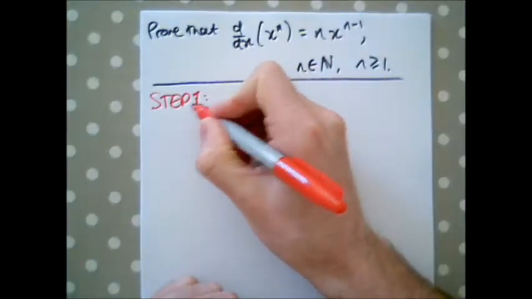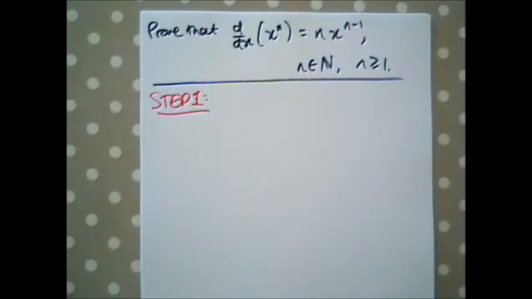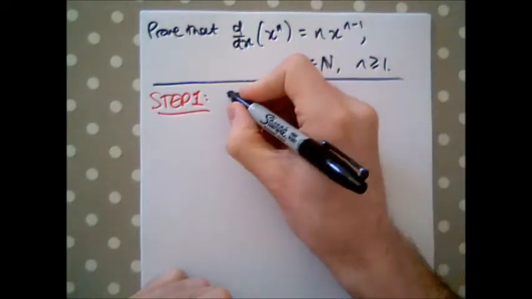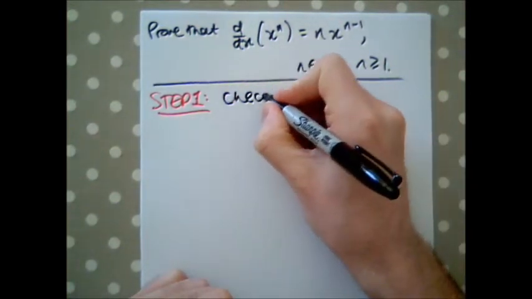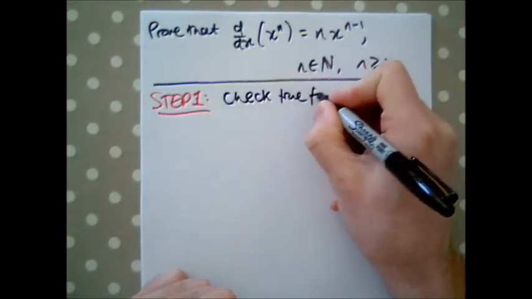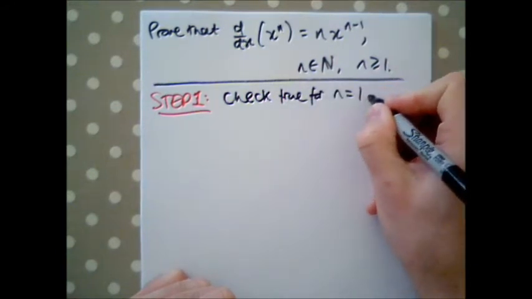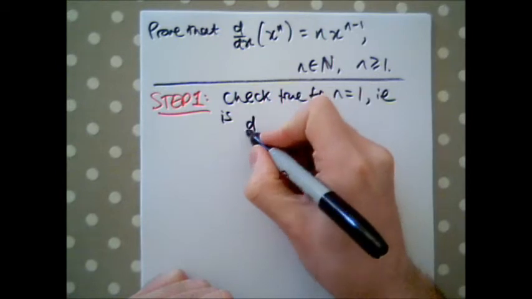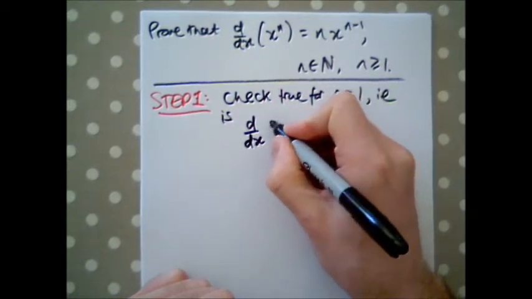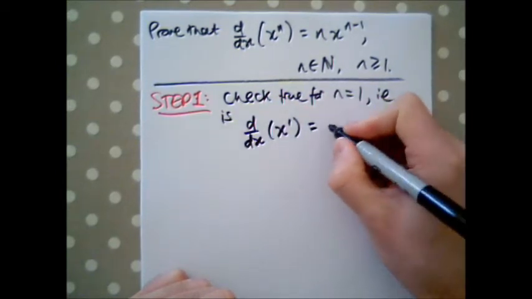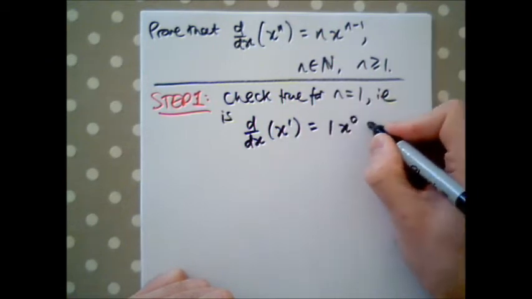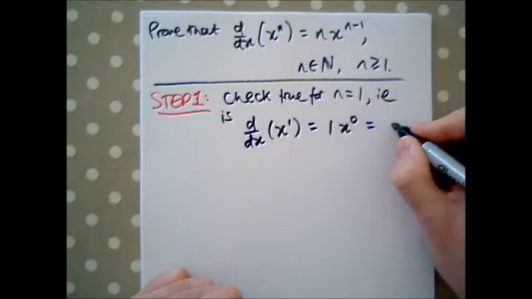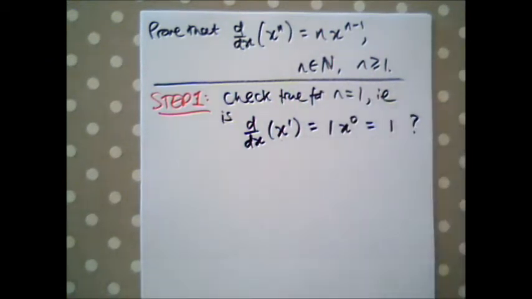Now in this case, step 1 is a little bit longer. So we want to check that it's true for n equals 1, i.e. d dx of x to the power of 1, which is just 1, is that 1 times x to the power of 0? And remember, x to the power of 0 is 1. So we're checking when I differentiate x, do I get 1 as an answer?